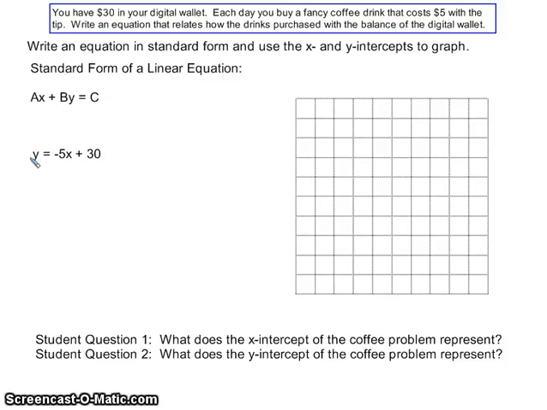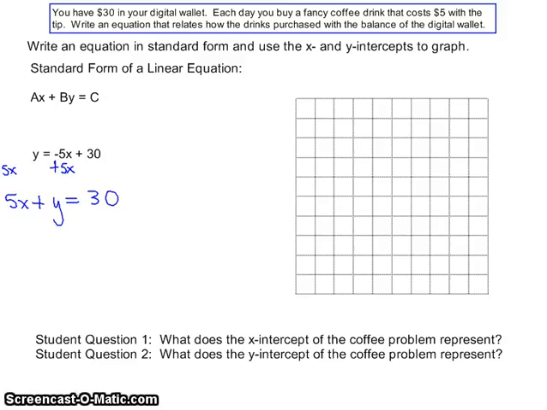So I'm going to write our equation for our previous situation in standard form, and then let's see how we can calculate the x and the y intercepts. In order to write this in standard form, I need my x term and my y term to be on the same side of the equation. So I'm simply going to add 5x to both sides. So I get 5x plus y is equal to 30.